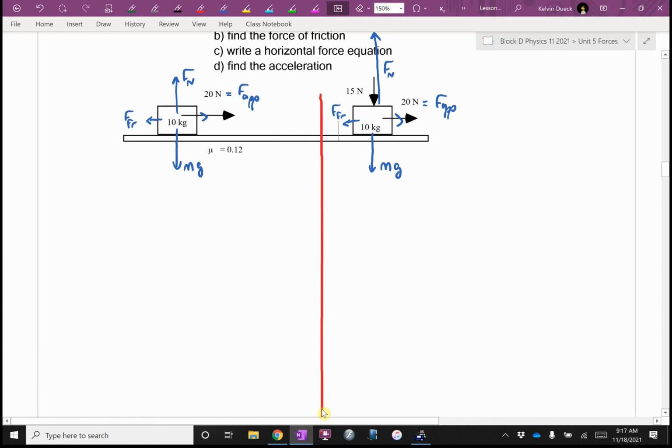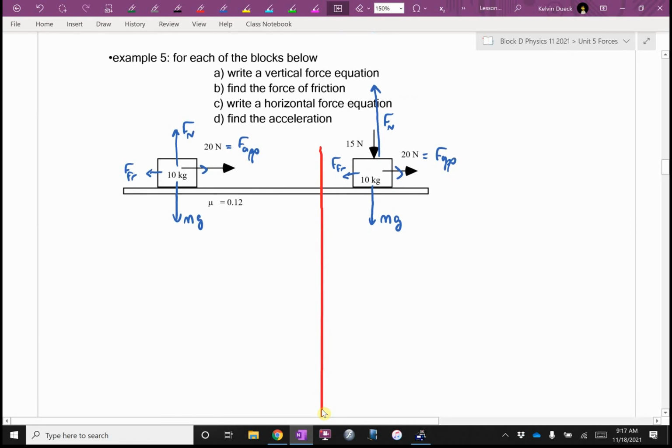Now that we've done the free body diagram, what does part A want me to do? Write a vertical force equation. Okay. By the way, I can tell you what the vertical force is.